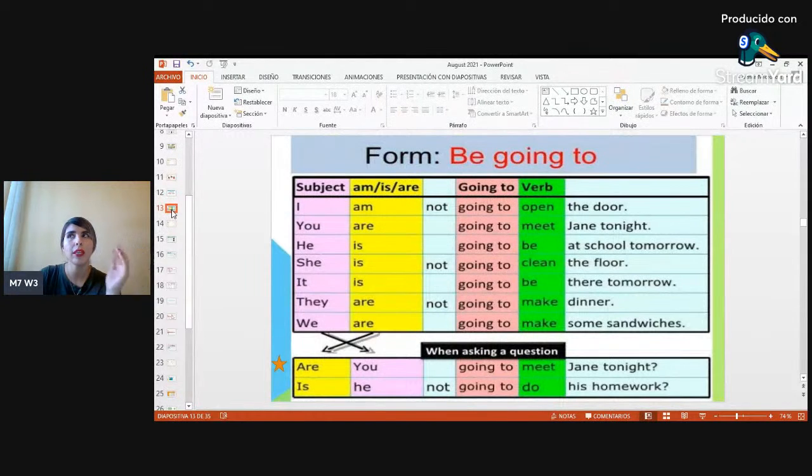If you want to do it in a negative sentence, you can express it just with not, okay? We use it like: I am not going to open the door. Yo no voy a abrir la puerta. That's a negative form.